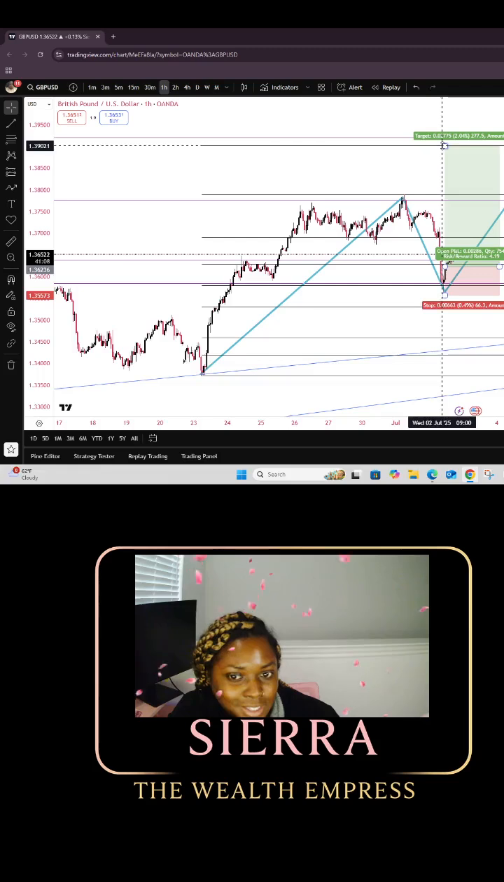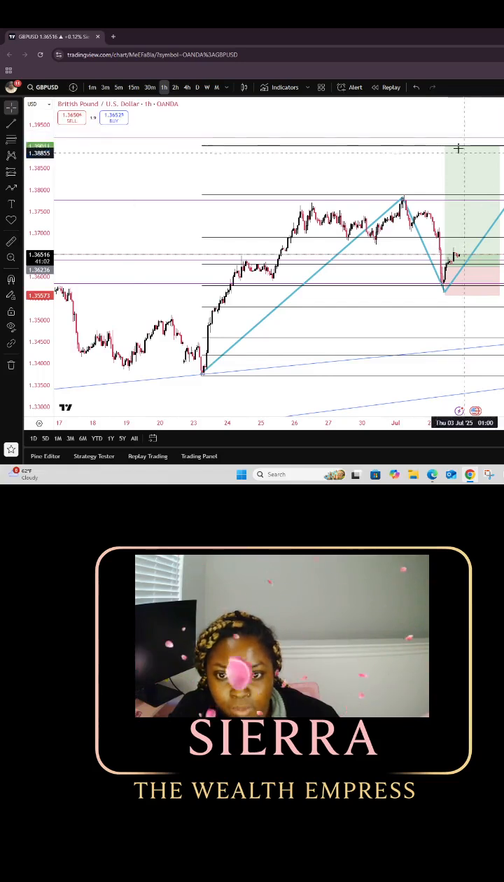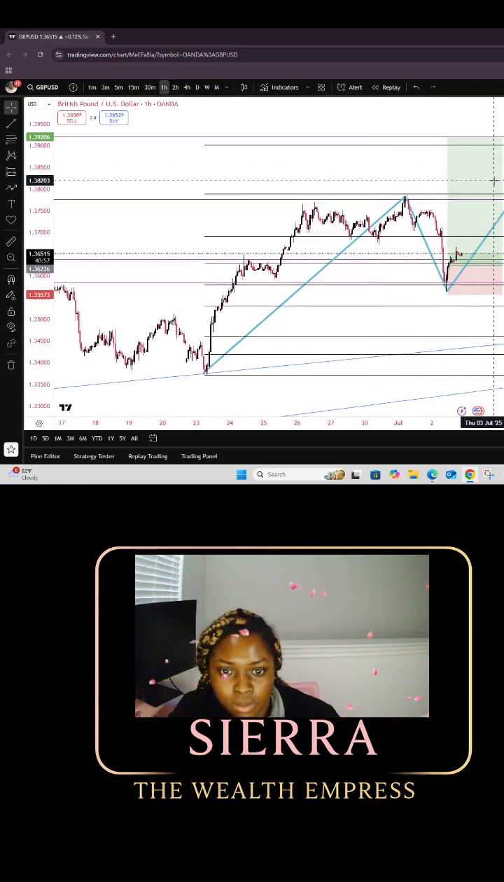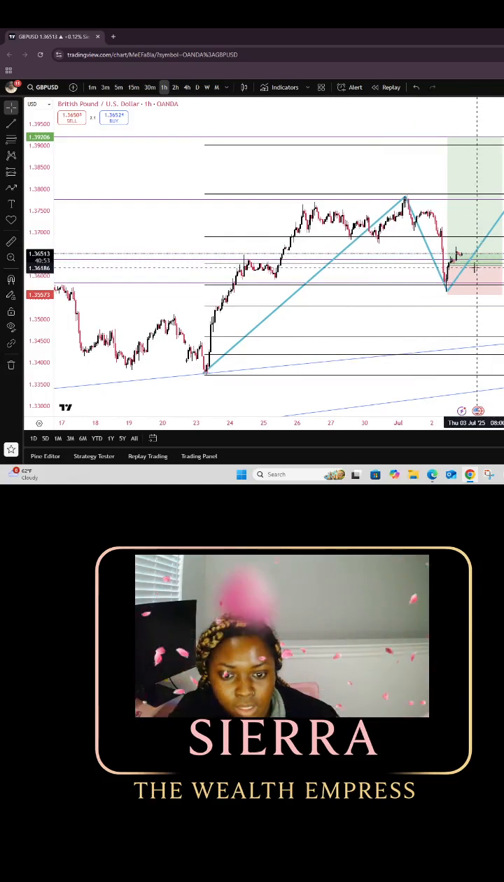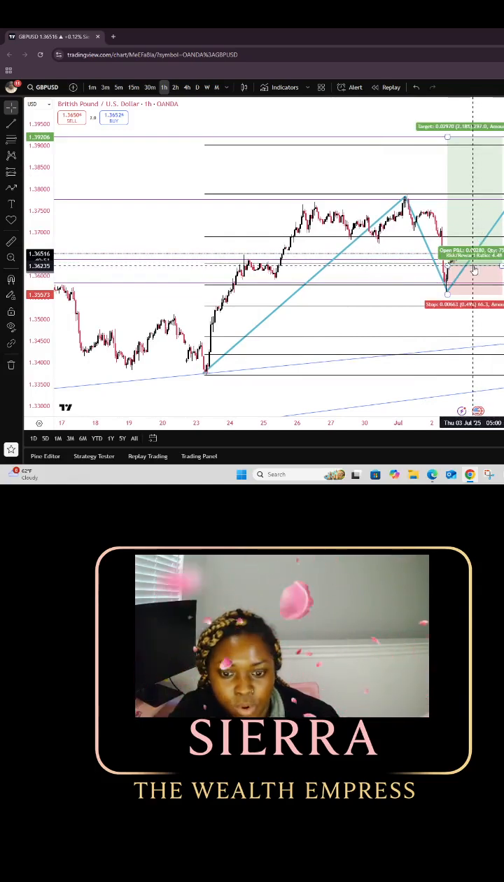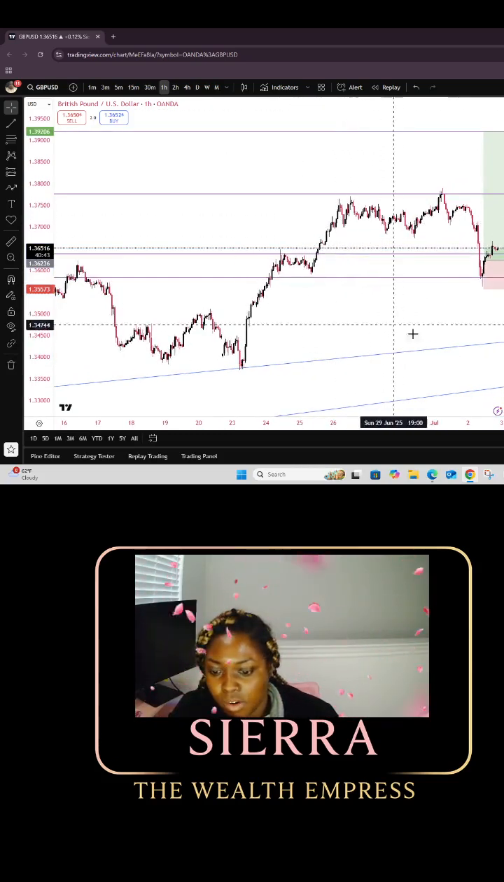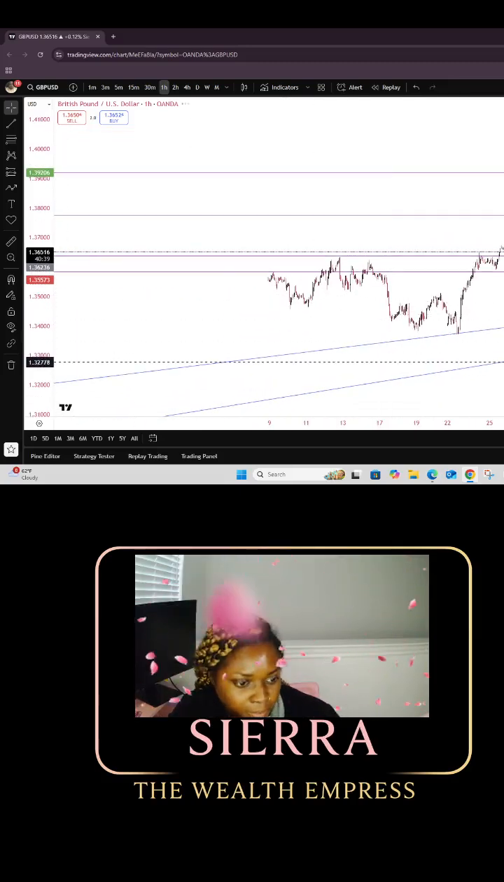So since price is so close to this zone, it's 17 pips away, I'm going to extend mine to the zone, okay? And this is a 4 to 1. Okay, it's kind of a wide stop loss, 66 pips. All right, so that's what I'm on GU and GJ.